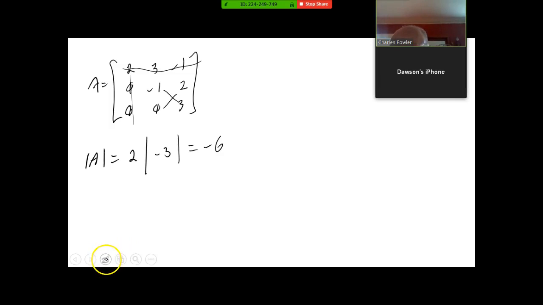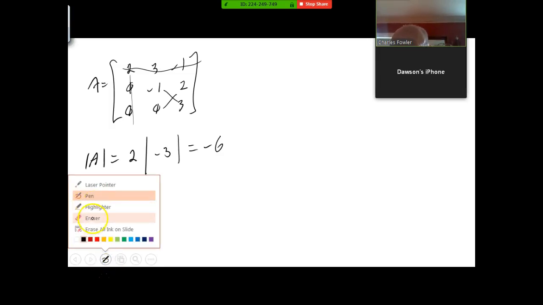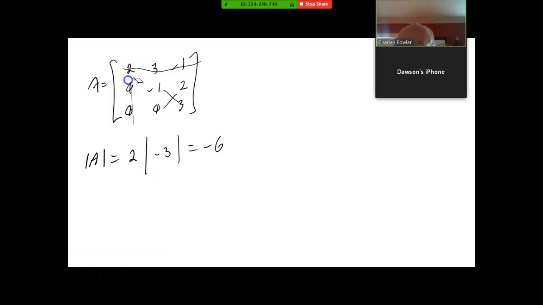Here is the easier way. For any upper or lower triangular matrix, forget about this. Well, don't forget it, but here's all you have to do.